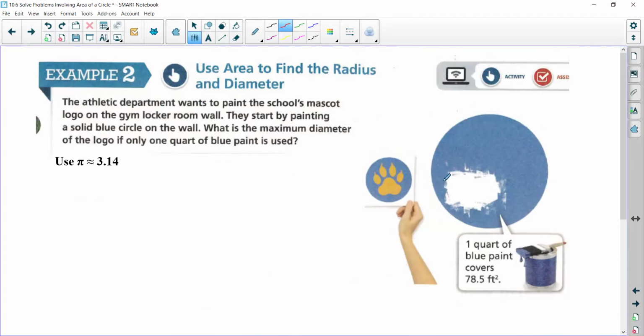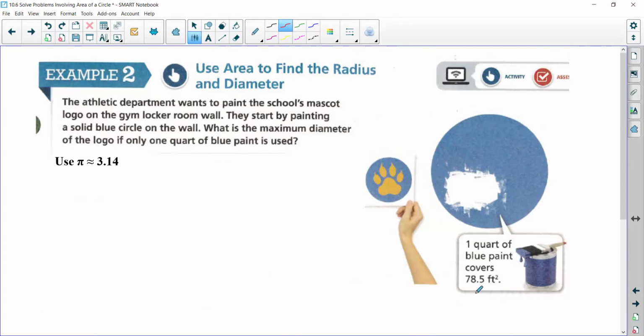Okay. So similar problem, still working with area of a circle. The athletic department wants to paint the school's mascot logo on the gym locker room wall. They start by painting a solid blue circle. So they're going to paint a blue circle because this is what the mascot, that paw, looks like. I don't know, Wolverines or Wildcat. I don't know what we got here. What is the maximum diameter of the logo if only 1 quart of blue paint is used?